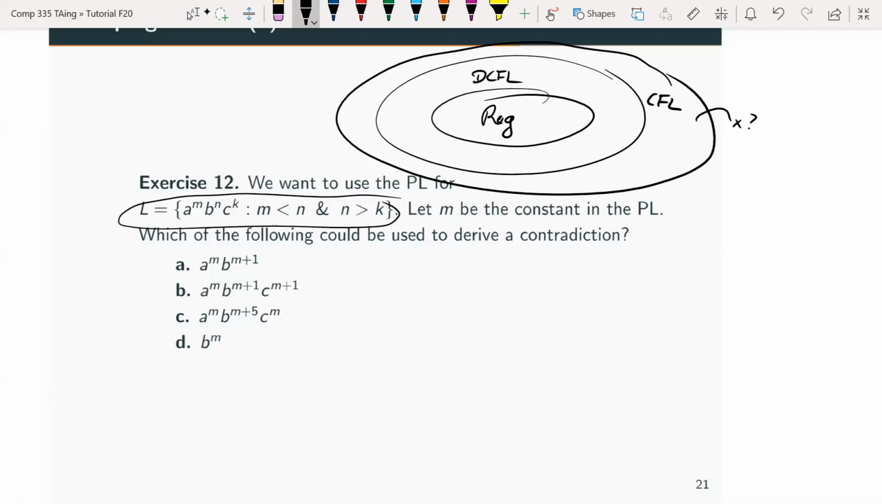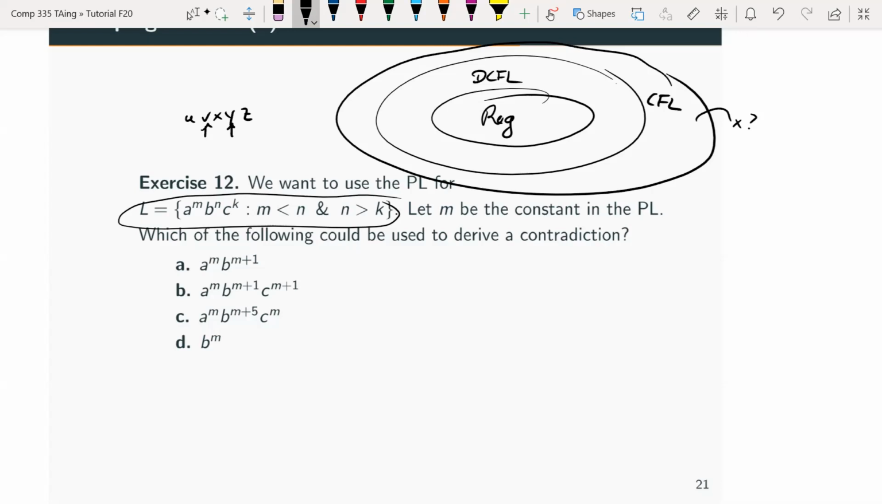And remember how the pumping lemma goes: you pick a string, and now you need to decompose it into u, v, x, y, z, and then you're pumping these two pieces, v and y, up or down. And you need to consider all the possible cases.